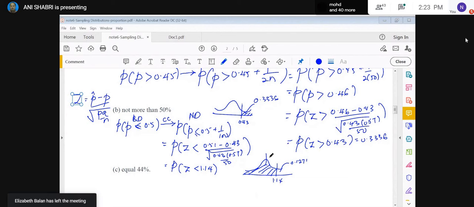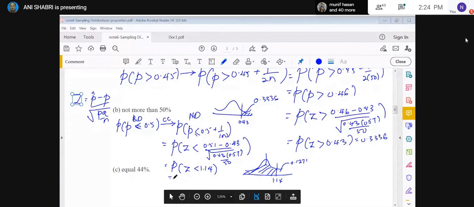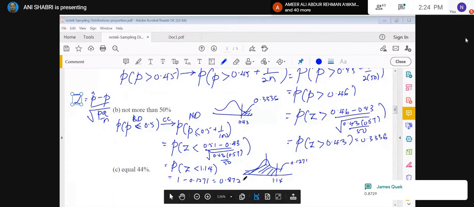The logic. How to get this one? It is equal 1 minus 0.1271. It is equal 0.8729.